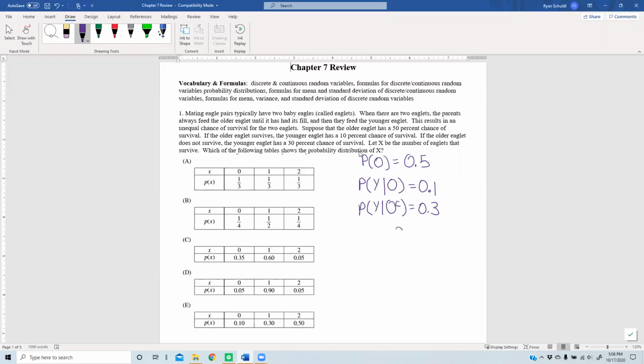So I'm going to have old and old complement on top. So old survives, O complement means old dies. Then young, young complement, so young dies. And then of course our totals out here and down here. So here's the table that we're going to use.